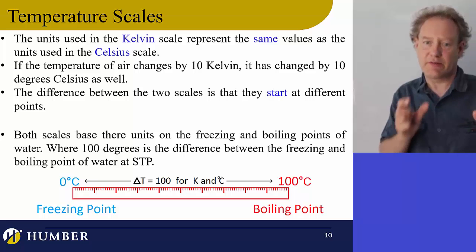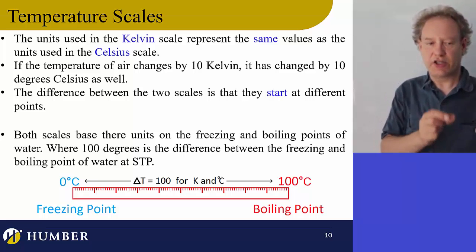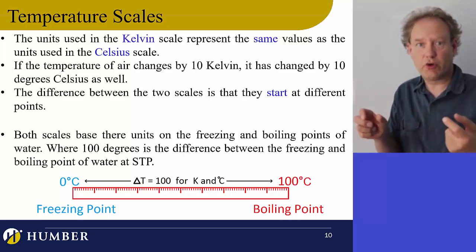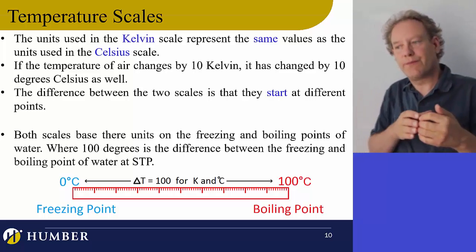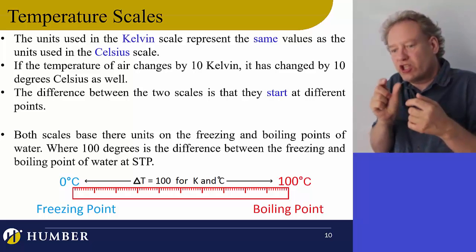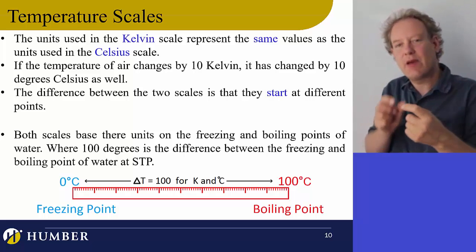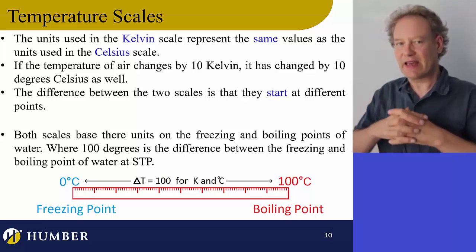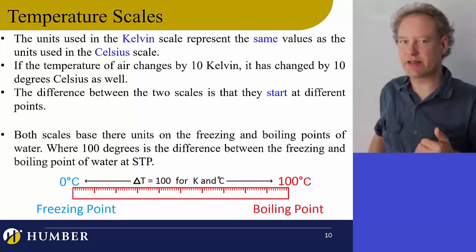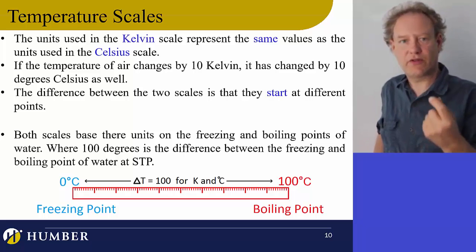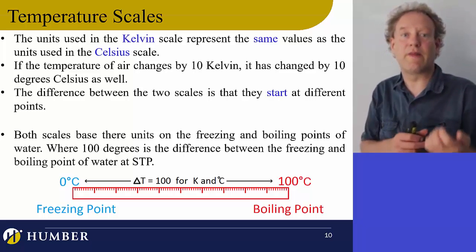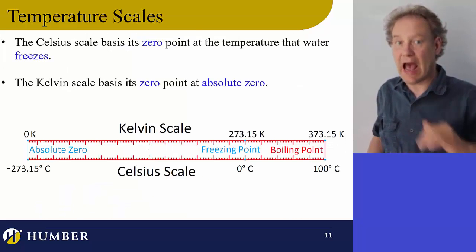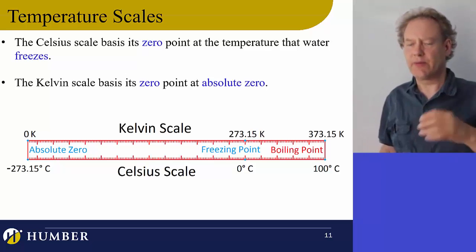Now, Kelvin is based on Celsius, like I said. So each unit of Kelvin is equal to 1 unit of Celsius. So 1 change in Kelvin is the same as 1 change in degrees Celsius. So we base the Kelvin scale on Celsius, except the 0 for Celsius is based on the freezing point of water. The 0 for Kelvin is based on absolute 0. So let me go there.